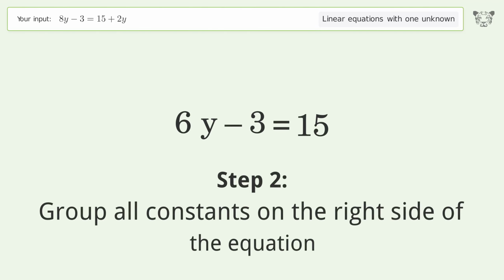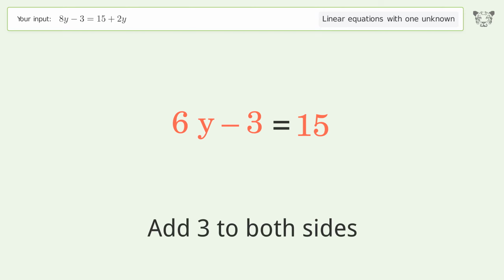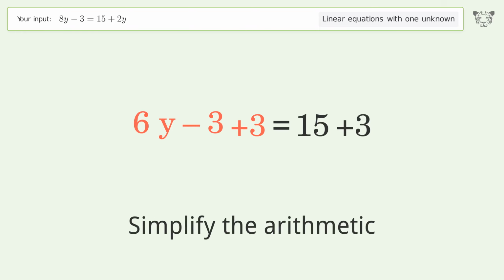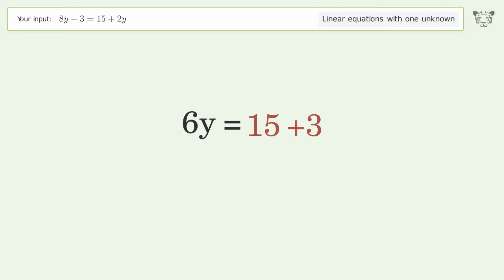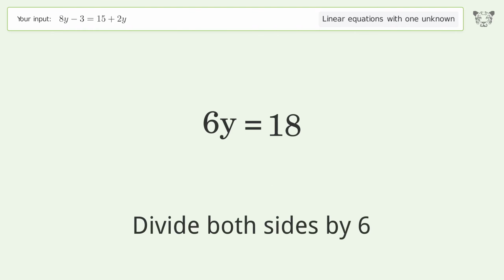Group all constants on the right side of the equation. Add 3 to both sides. Simplify the arithmetic. Isolate the y. Divide both sides by 6.